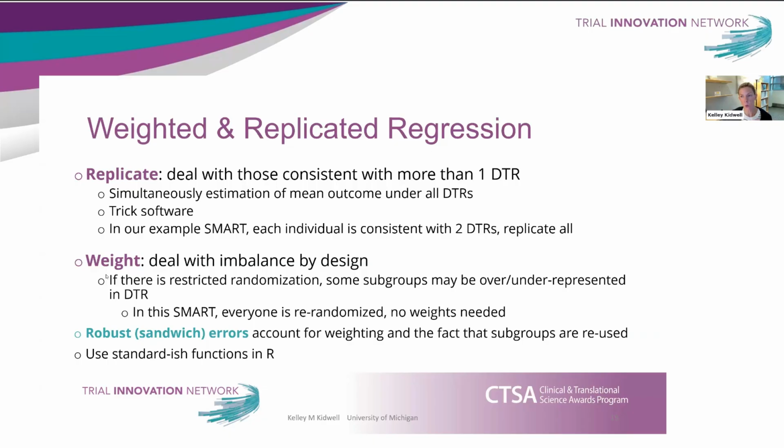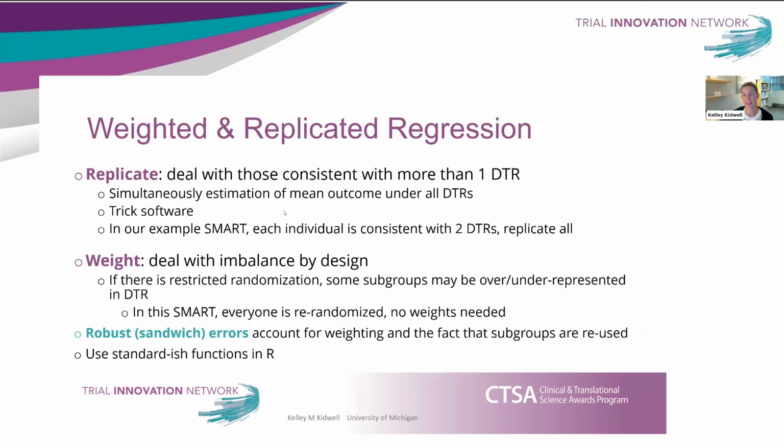And then we also weight the data to account for that imbalance by design, the fact that the non-responders were re-randomized in the second stage, but the responders were not. So if there's any of this imbalance, then we generally use inverse probability weighting, where we'll weight by either the known or the observed probability of being on your pathway.